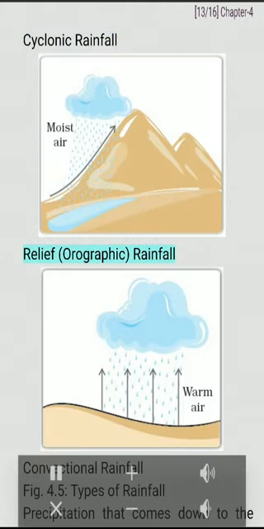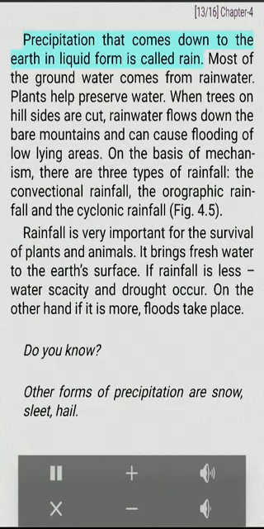Cyclonic rainfall. Relief, orographic rainfall. Convectional rainfall. Fig. 4.5. Types of rainfall. Precipitation that comes down to the earth in liquid form is called rain. Most of the groundwater comes from rainwater. Plants help preserve water. When trees on hillsides are cut, rainwater flows down the bare mountains and can cause flooding of low-lying areas. On the basis of mechanism, there are 3 types of rainfall: the convectional rainfall, the orographic rainfall and the cyclonic rainfall.